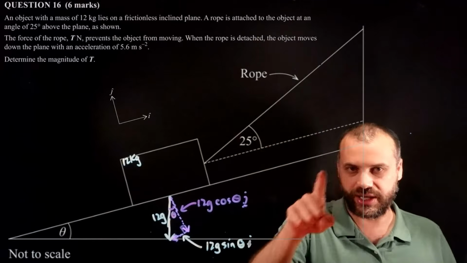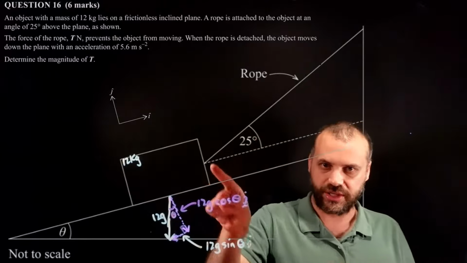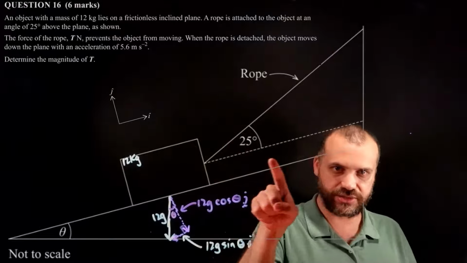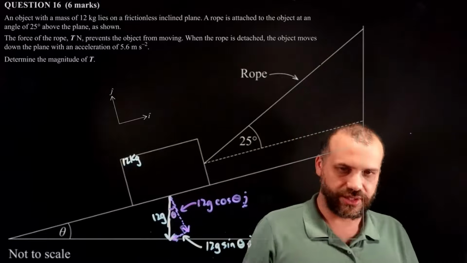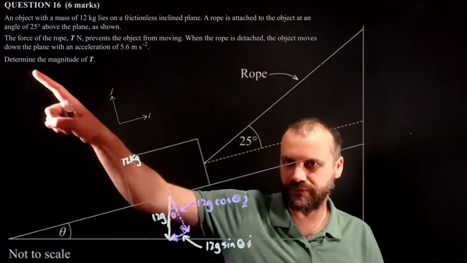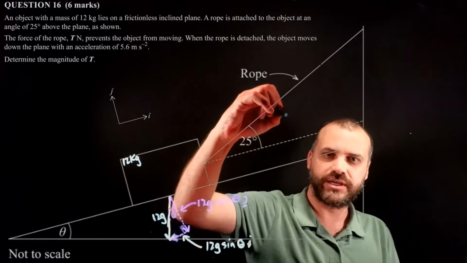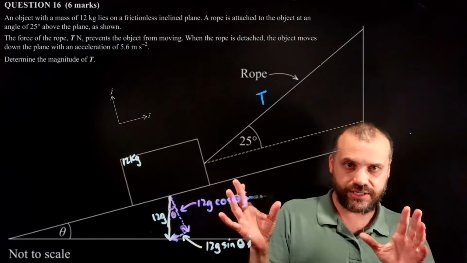We can also create an interesting picture here using our string. So you can see there's a rope attached, but it's not attached from here straight to there. It's attached on an angle up there. Now we're told the force of the rope, T, prevents the object from moving. So we can say that the force in this rope is just capital T.